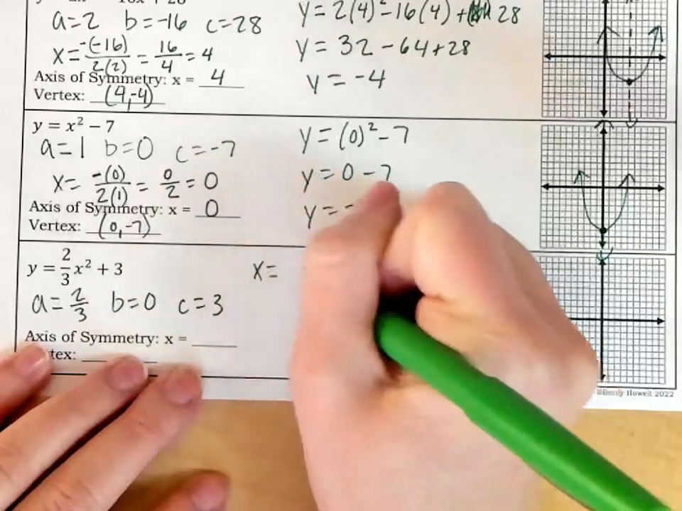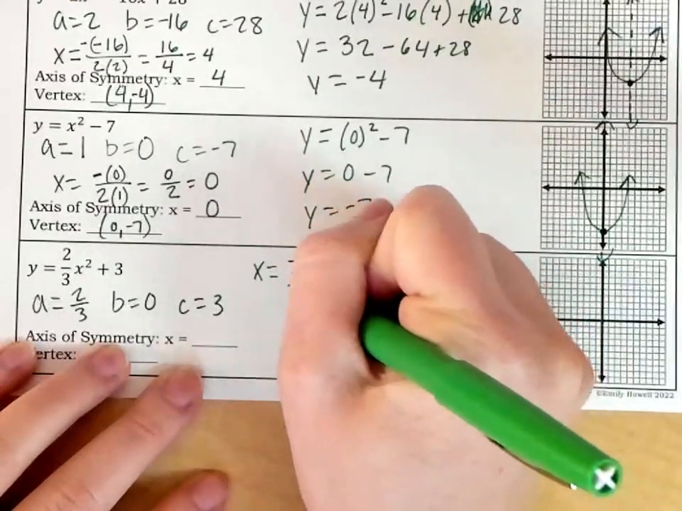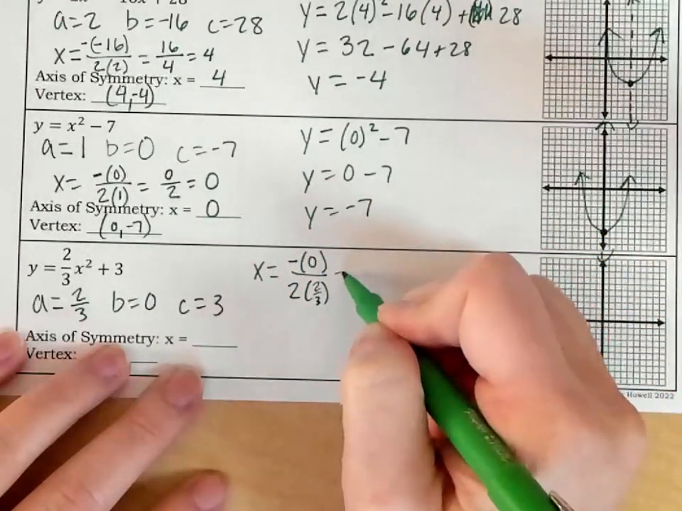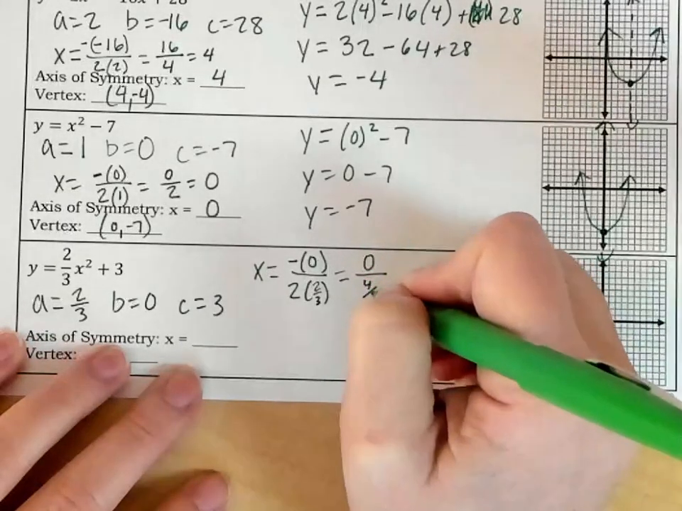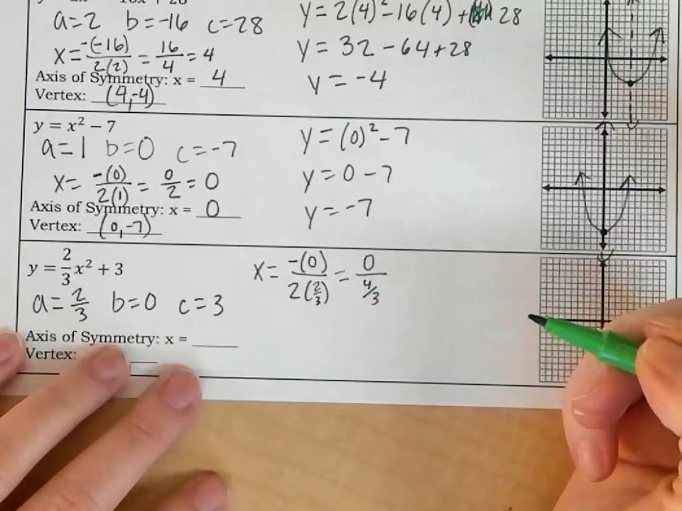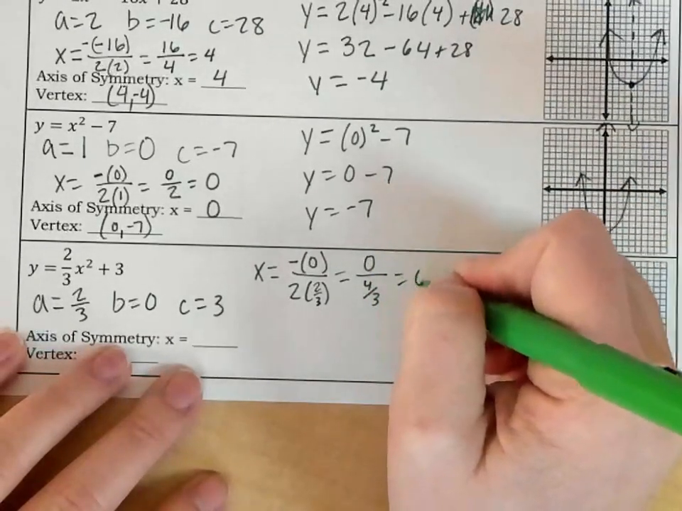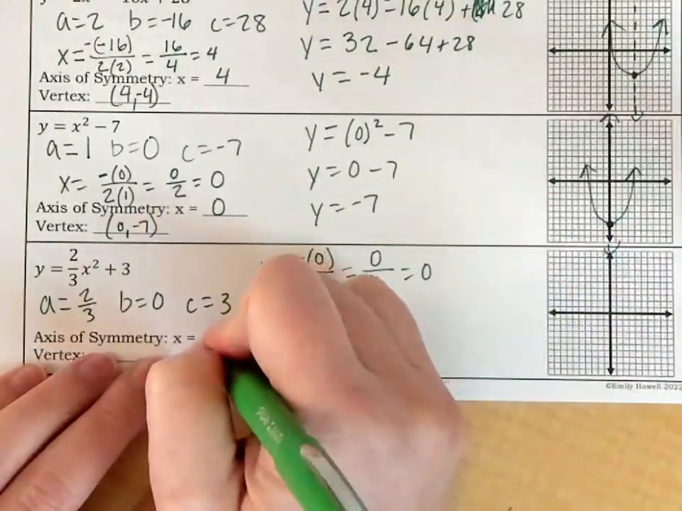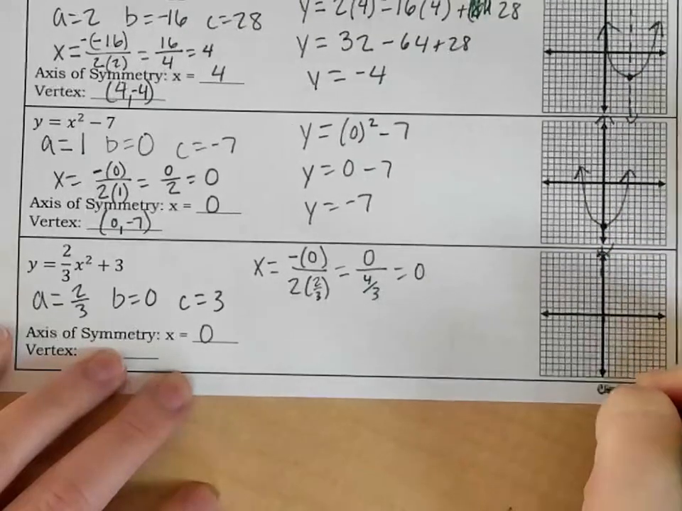So x is equal to negative, in this case b is 0, and then 2 times a, and in this case a is 2/3, which when we simplify is going to look odd because we end up with 0 divided by 4/3. We don't like to have a fraction under a fraction bar, but anything that we're dividing into 0 is going to be 0, so it all works out there. So our axis of symmetry here is 0 again, so it's going to run right there on that y-axis.